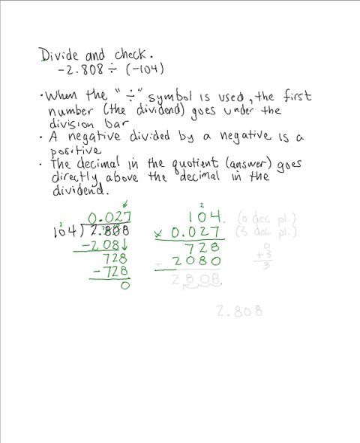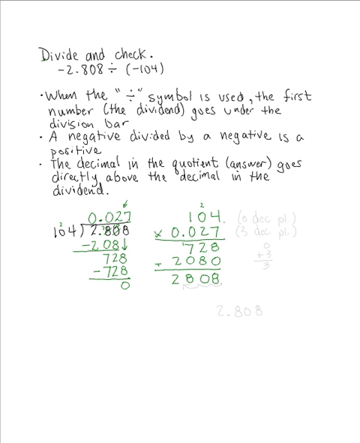So I'll go ahead and draw my line and add my partial products together. 8 plus 0 is 8. 2 plus 8 is 10, so I'll write a 0 and carry a 1. 7 plus 0 is 7, plus the carried 1 gives me 8. And 2 doesn't have anything to be added, so it simply comes down. So I have 2808. Now I'm not done.